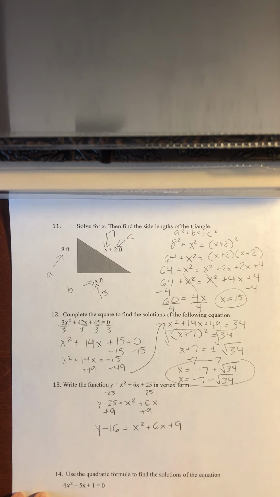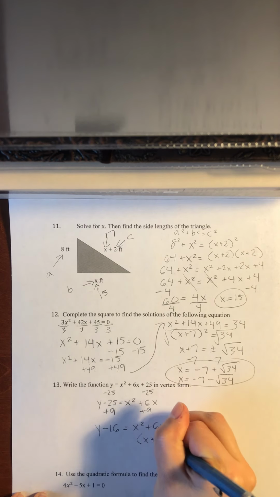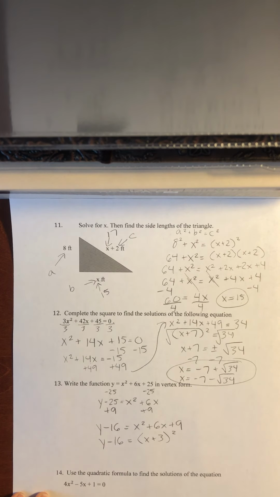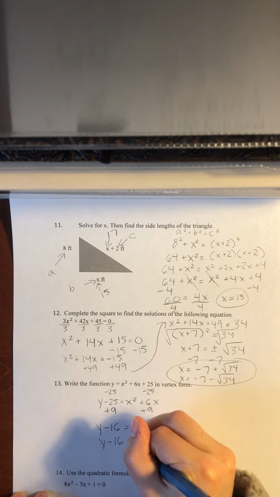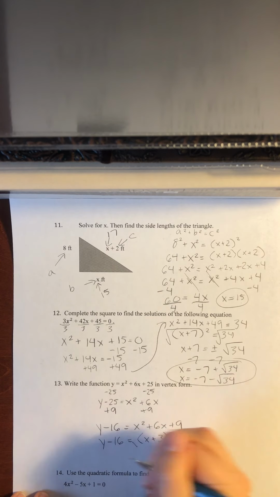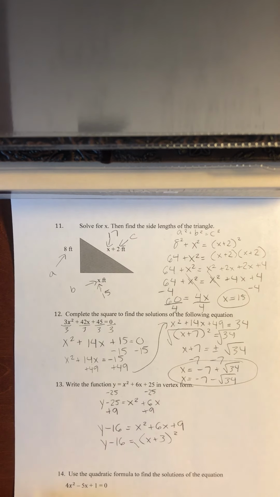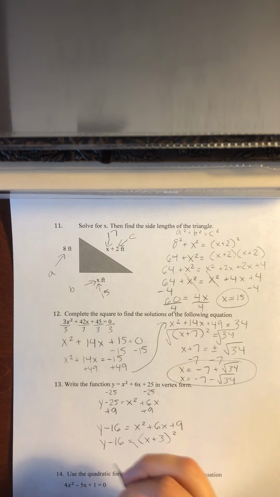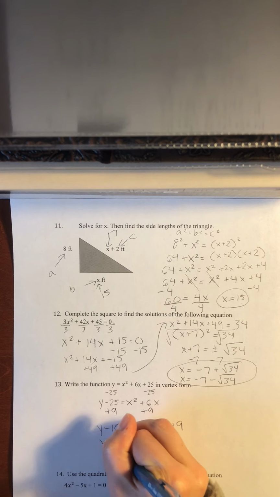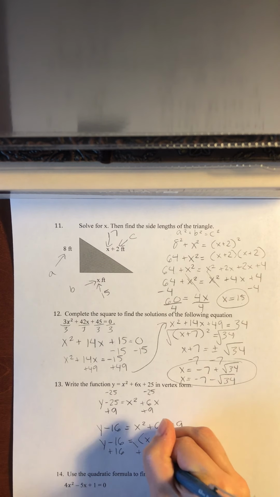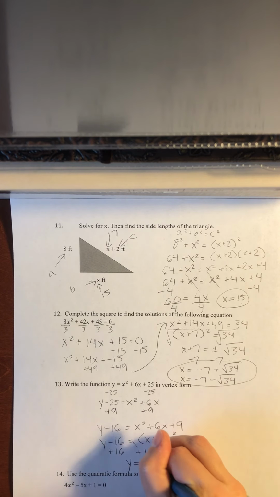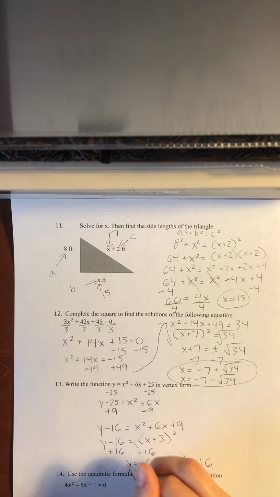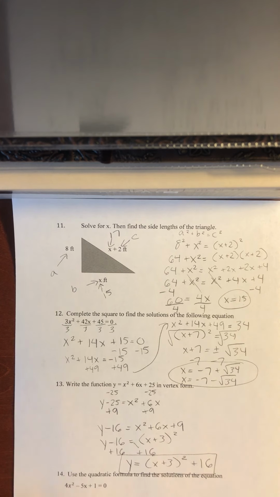We're going to factor this side. X plus 3 squared. We don't have to take the square root of both sides. Because we're getting this into vertex form, we need to solve for y. So we're just going to add 16 on both sides, and we get y equals x plus 3 squared plus 16. Because remember, we're just getting that into vertex form.